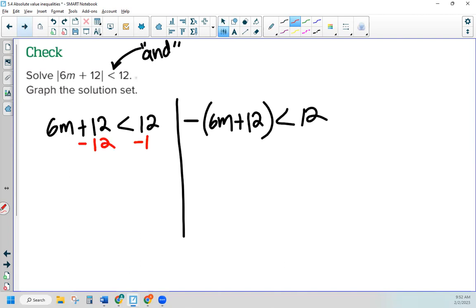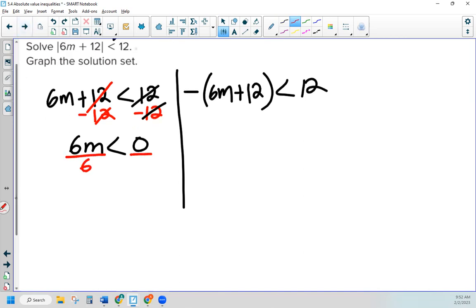Okay, so here I will do it in red. We'll start by taking 12 to the other side by opposite inverse operation. 6m less than, we now get 0 on this side. A lot of students freak out because they get 0. It's okay, 0 is still a number. Keep working as if that was any other number. And now 6 divided by 6 is 1, so 1m is just m. Symbol stays the same. 0 divided by any number in the world will always be 0. Here's one of our solution pieces.